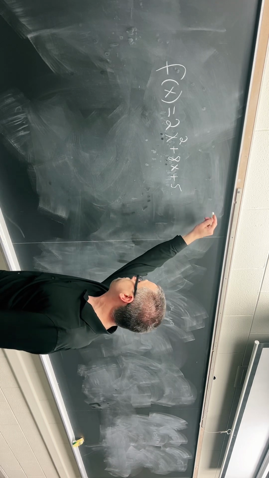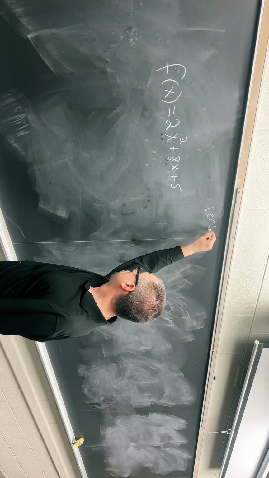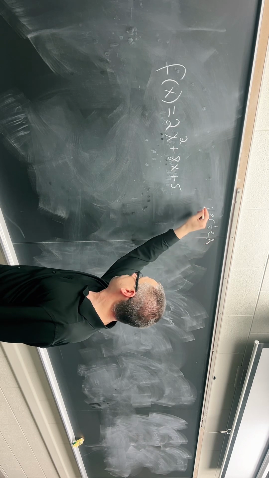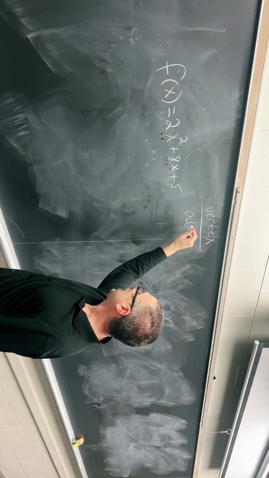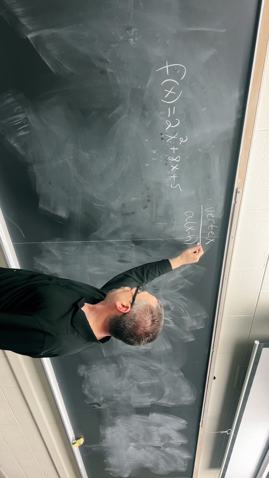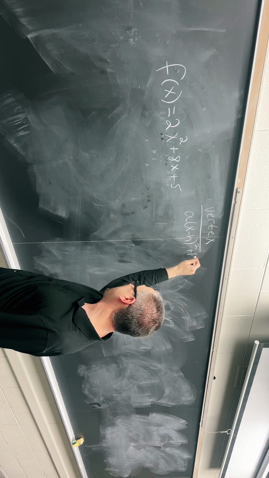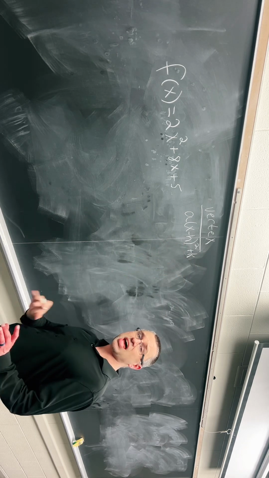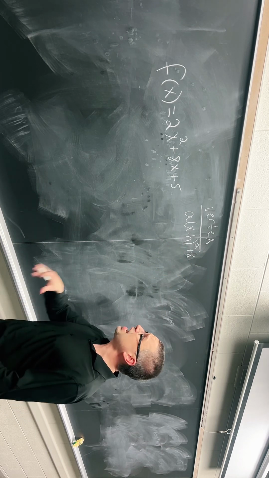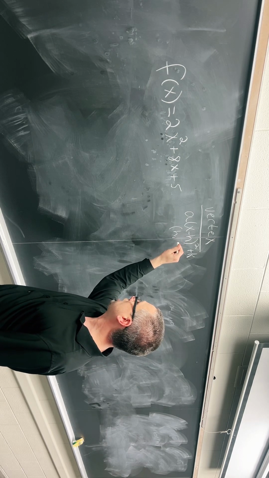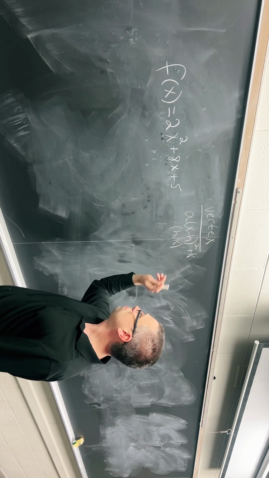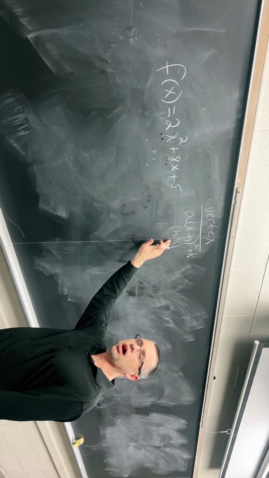Well, recall that vertex form of a parabola is going to be of the form a times x minus h quantity squared plus k. Now if it's in that form, then the vertex is going to be at the point h comma k. So h comma k is your xy point. That's going to be the vertex of the parabola.